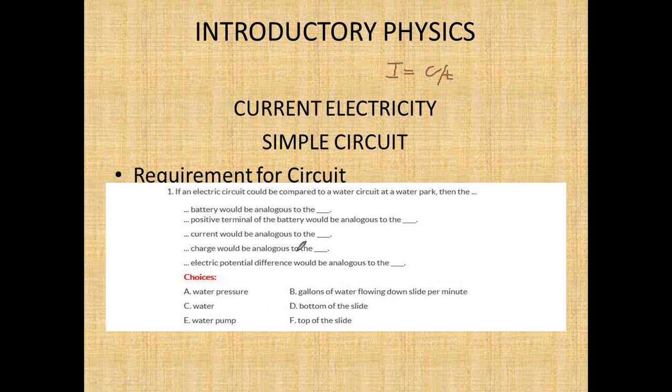The charge would be analogous to the water, because it's the water which is moving and it's the charge which is moving. So the water moves down the water slide in the water park, and the charge moves around the wire in the electric circuit. The electric potential difference would be analogous to the water pressure.